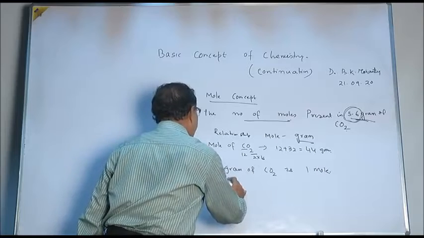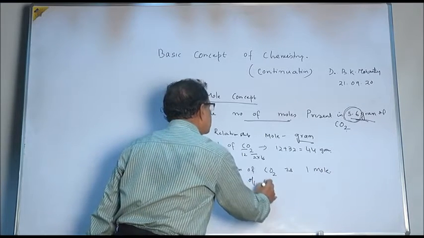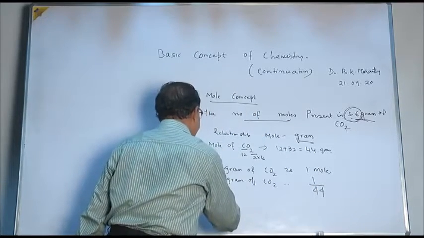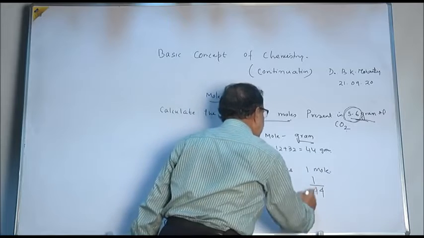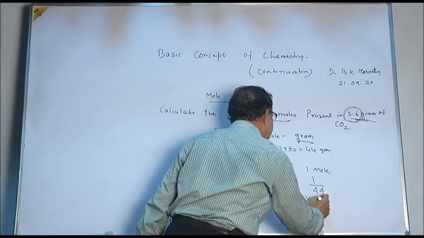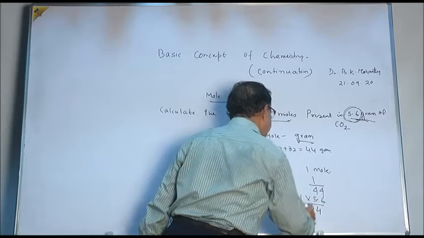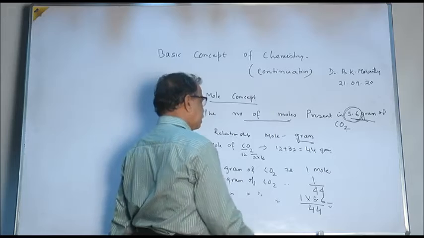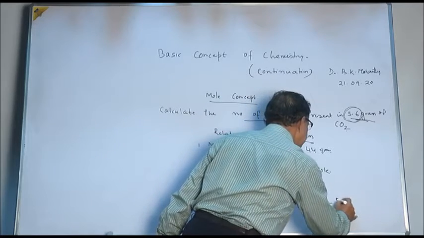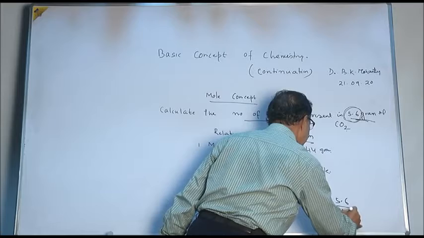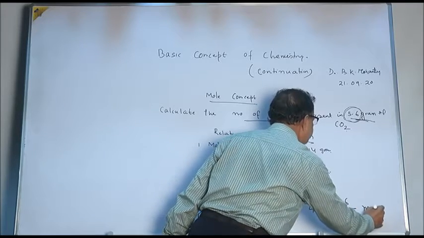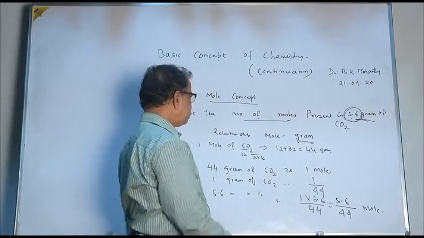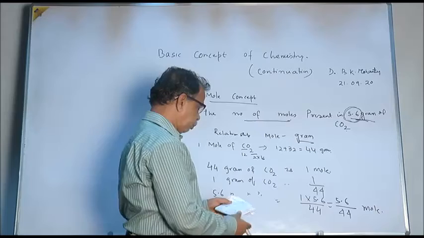So, 1 gram of carbon dioxide is equal to 1 by 44 mole. 5.6 gram of carbon dioxide is 1 into 5.6 by 44, that is 5.6 by 44 mole. So the number of moles present in 5.6 gram is 5.6 by 44.